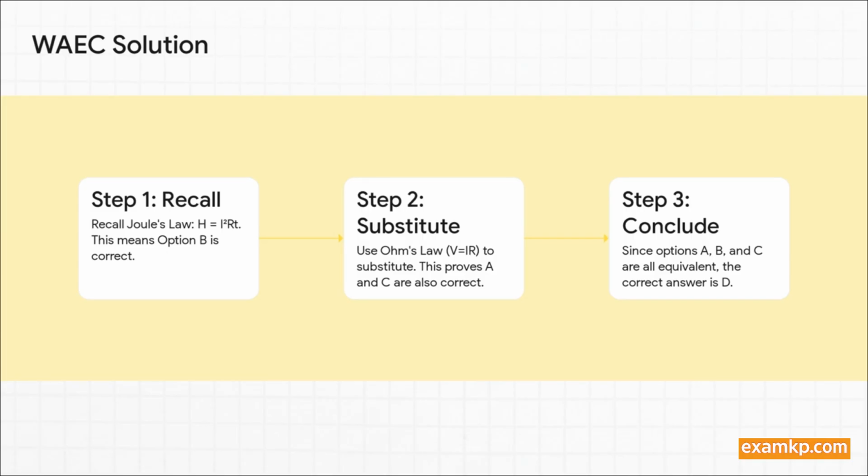This is where Ohm's law comes in. If we substitute V over R for I and do the math, we get option C. And if we go back and substitute V over I for R, we get option A. So, A, B, and C are all just different ways of saying the same thing. That means the real answer has to be D. All of the above. Tricky, right?